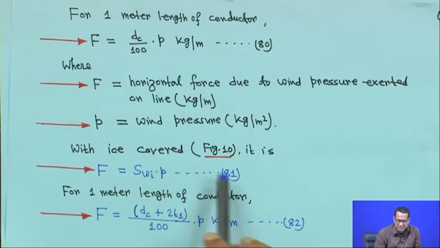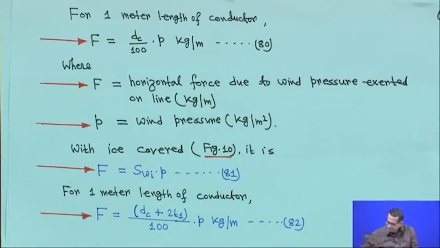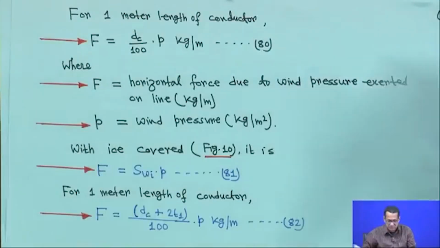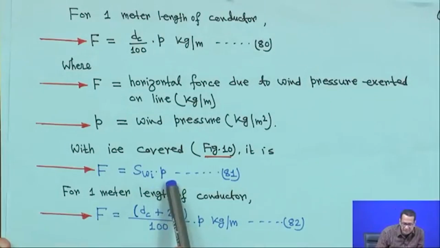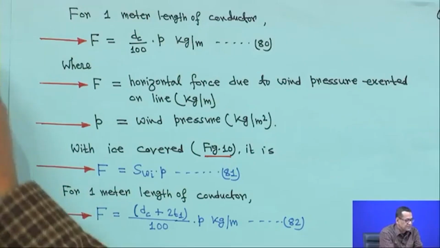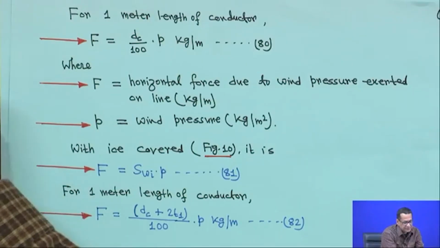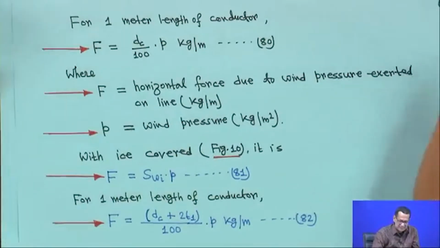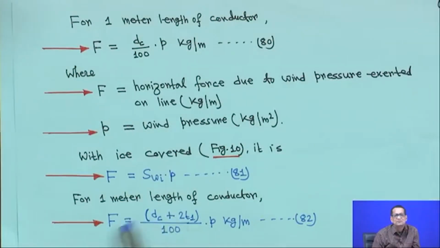Now, with ice covered, that is figure 10, the same figure we have seen, this figure. So, F is equal to SWI into P. For 1 meter length of conductor, we have seen SWI is equal to dc plus 2t1 upon 100, into P kg per meter. This is equation 82. Therefore, wind or ice, actually there is no problem, it is a very simple thing. Only see this terminology carefully, then absolutely there is no problem.